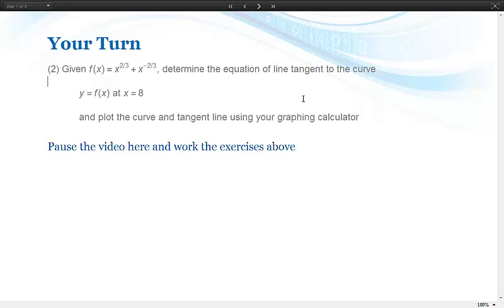So again, please pause the video here. Work this exercise. Again, you can use sections 2.1 and 2.2 as a reference. And when you've completed this work, continue the video. Okay, hopefully you were successful at that. Let's compare answers.